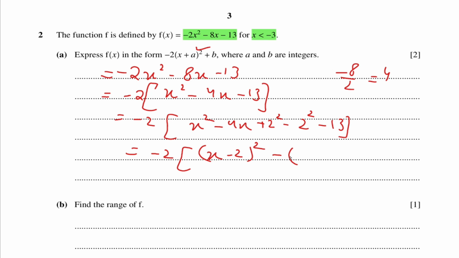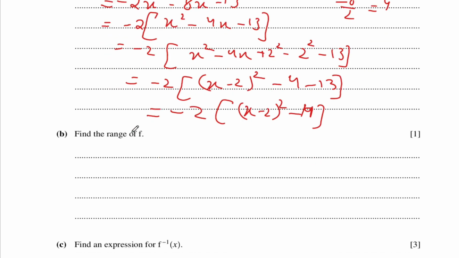Here we will get −2 times (x + 2) whole square, minus 4, plus 13, so minus 2 times (x + 2)² plus... So we will get −2(x + 2)² − 4 − 13, which is −17. That's all that we get.